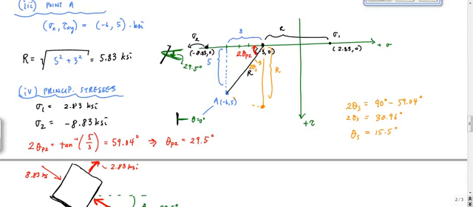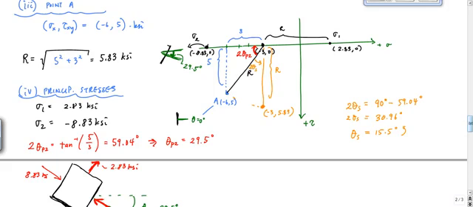And this time, instead of going clockwise, I went counterclockwise from 0. Okay, I went counterclockwise from 0. And I know that the value right here of my stress is going to be the radius value. So the coordinate of this point is -3, comma 5.83 KSI. Okay, that's the coordinate of that point.